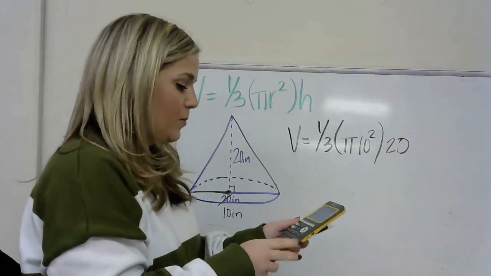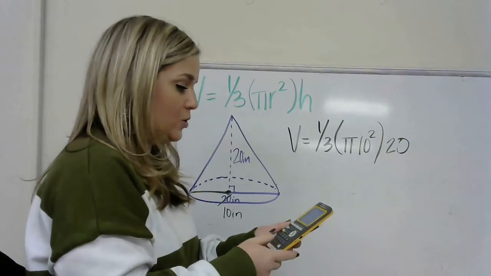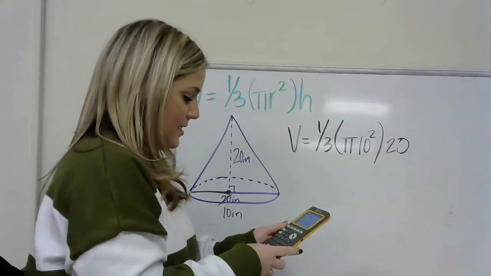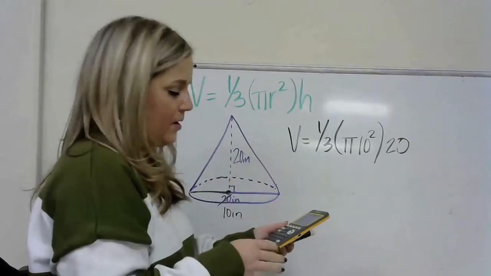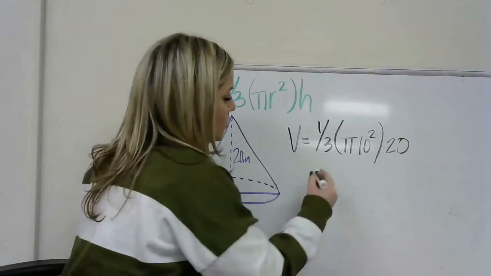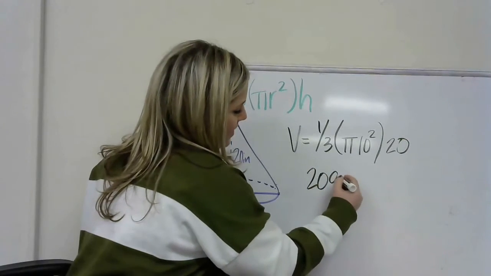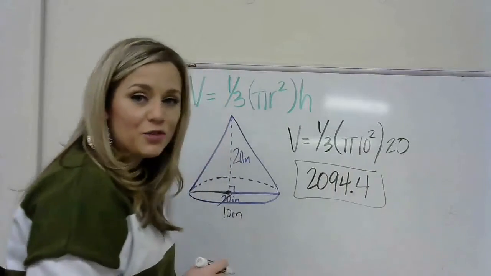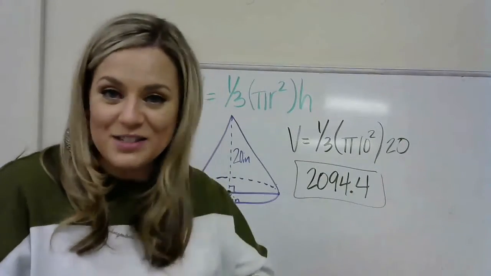So I'm going to do open parentheses, 1 divided by 3, close parentheses, second pi times 10 squared, and then the height 20. And I got 2,094 and 4/10. Hopefully you got that. If you didn't, it's okay.